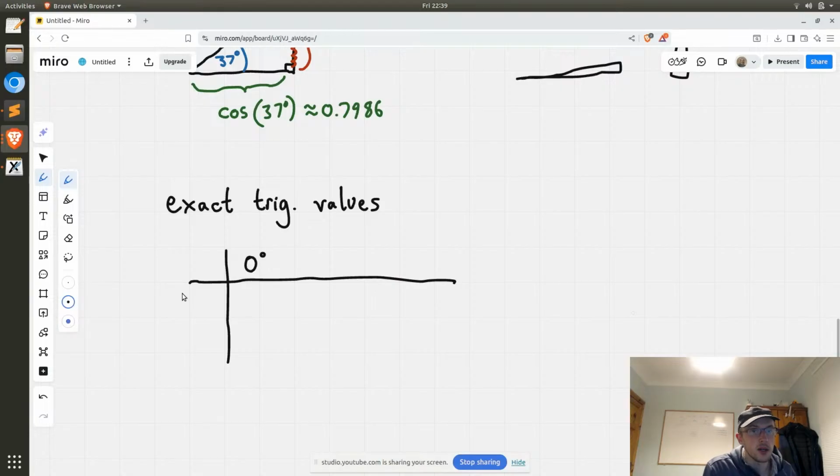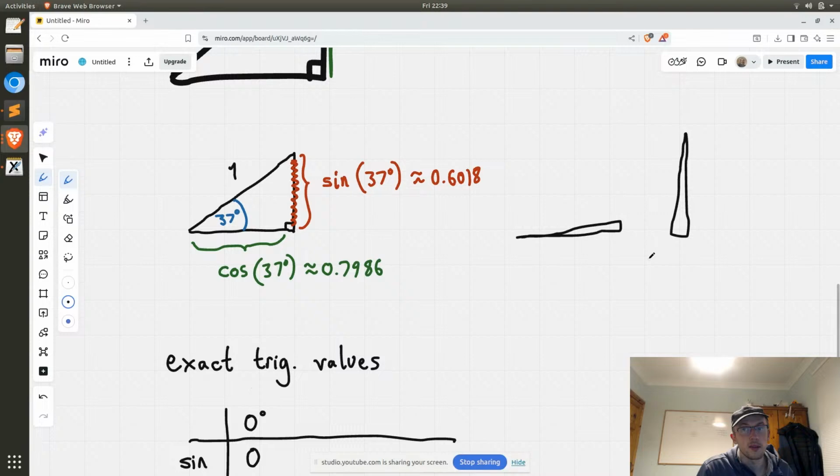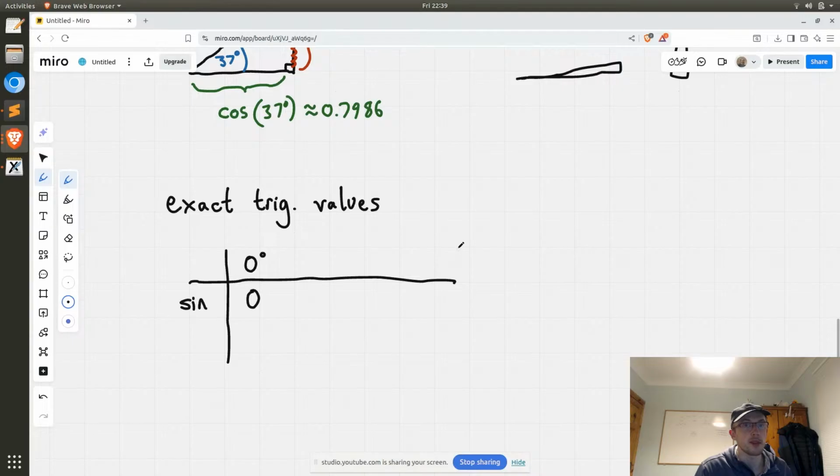So sine of 0 degrees is exactly 0. And if it were 90 degrees, imagine that, that opposite side would get longer and closer to 1 until it reaches 1 itself. And the hypotenuse and the opposite side become literally the same thing. So sine of 90 degrees is 1.